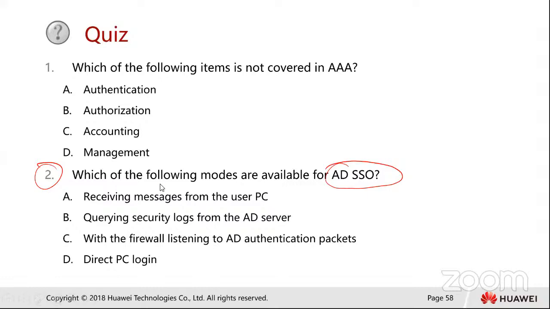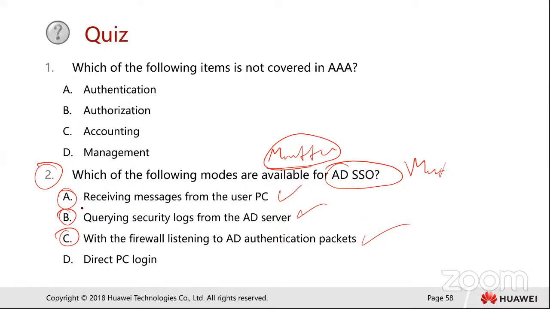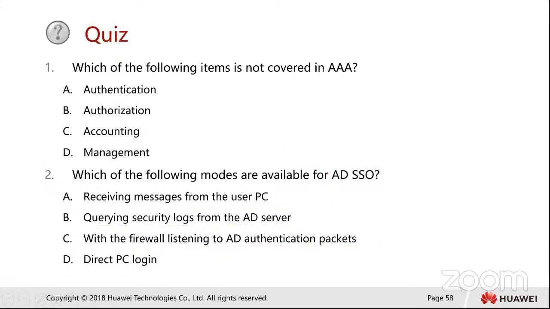This is a multi-choice question. It's ABC. A, B, C. Perfect. Remember, we said these are the three ways. The first option, receiving messages from the user PC, querying security logs from the Active Directory server, and with our firewall listening to the Active Directory authentication logs or even packets. Those are the three modes we talked about.